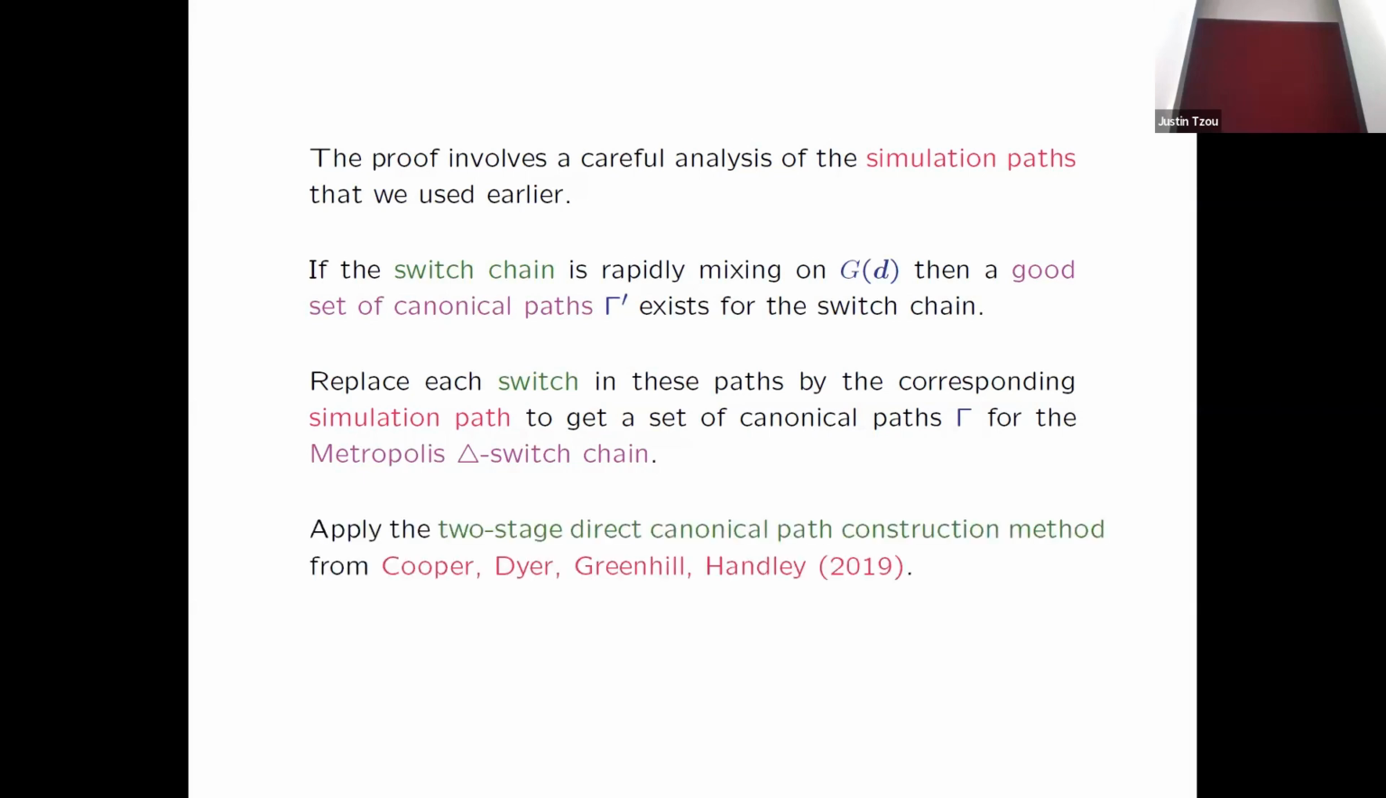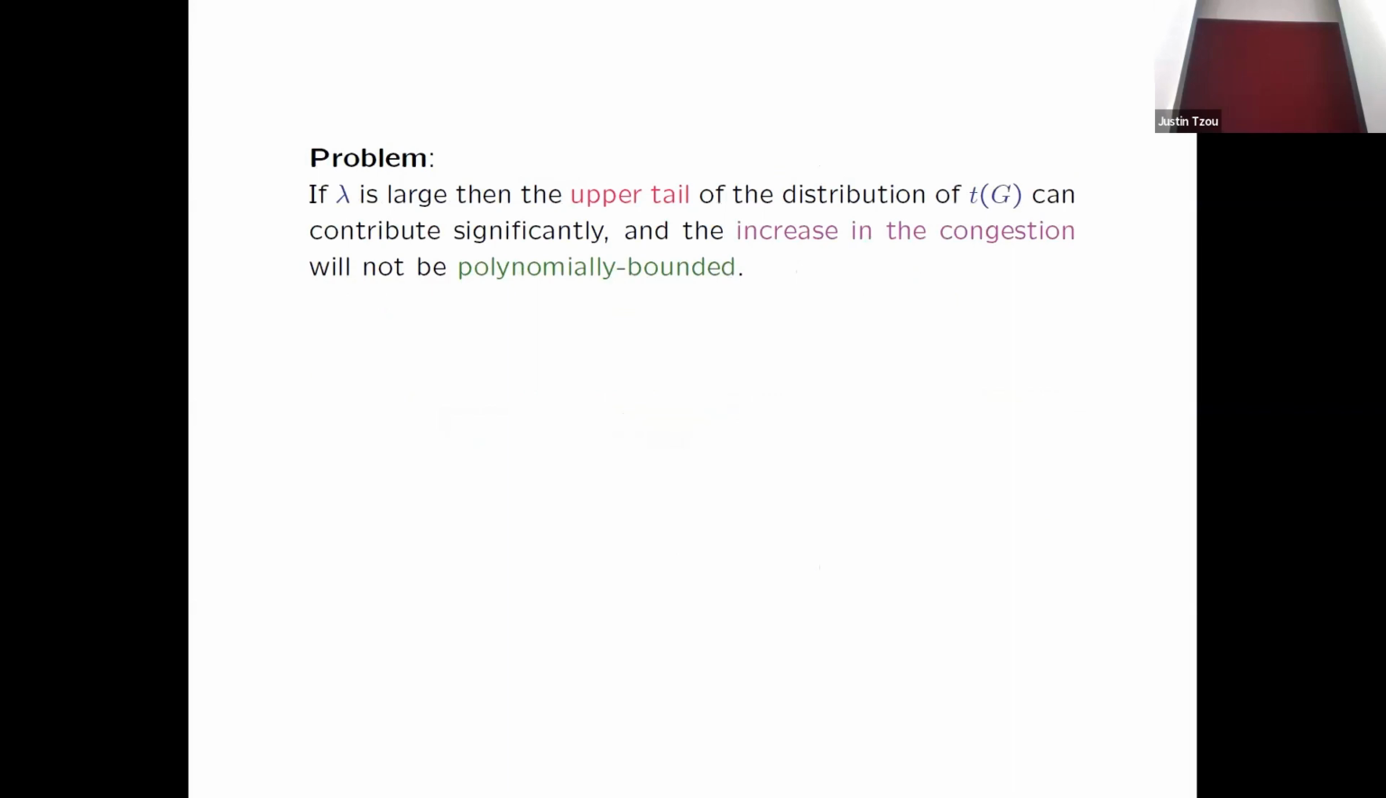And we had proved a theorem in an old paper. We called it the two-stage direct canonical path construction method, which was a bad mistake because there's way too many words and no one's ever going to remember the name of this method, but it's set up to do exactly what we want here, to analyze how much the congestion can get worse by, compared to the canonical paths that you start with for the switch chain. The problem that we found when we were doing this analysis is that when you look at lambda to the T of G, the impact of the tail of the distribution when you have a lot of triangles just overwhelms everything. It completely blows up and we can't control it and we don't get a polynomial bound.